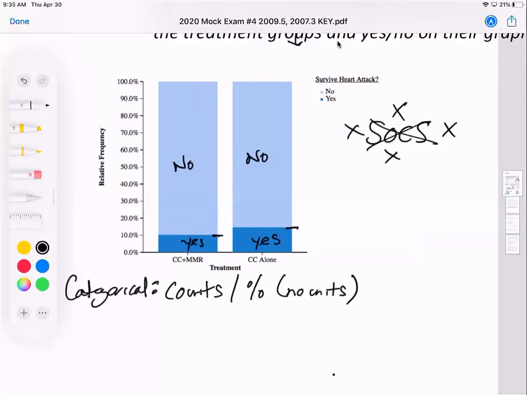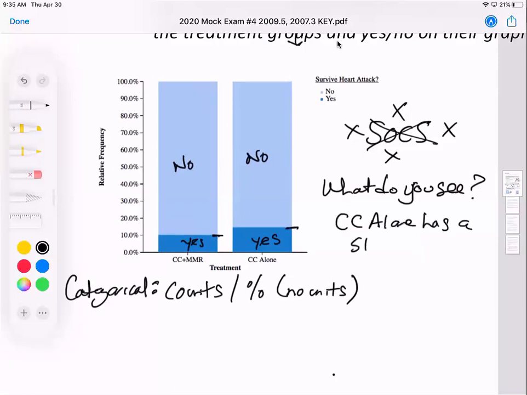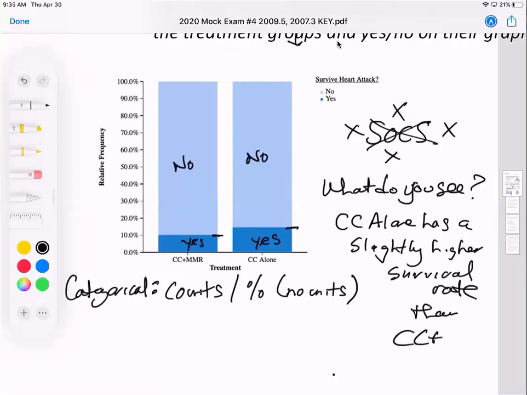So how would you describe this? Well, you just describe what you see. What do you notice? Well, what I see is the CC alone has a slightly higher survival rate than CC plus MMR. Typically, I encourage you to do 2 or 3 comparative statements.